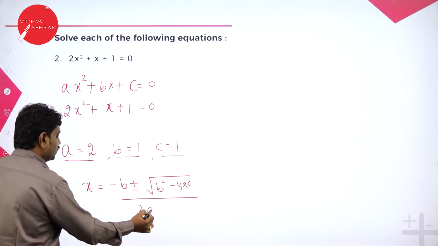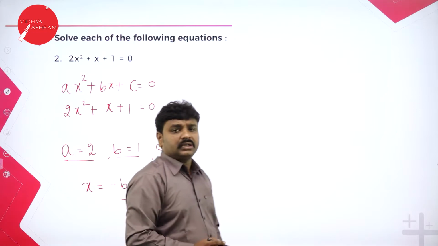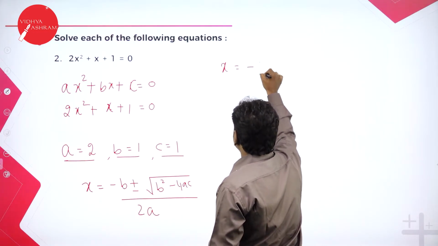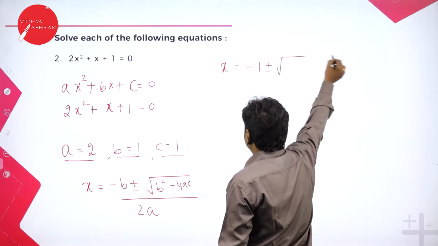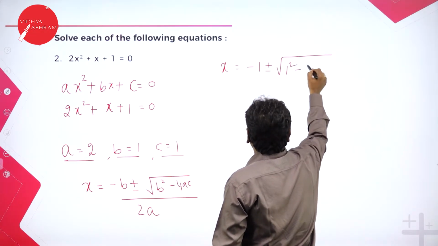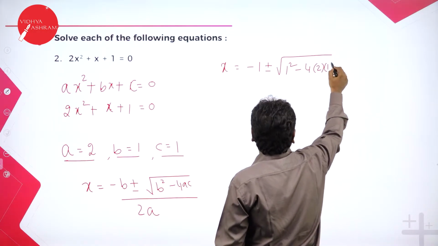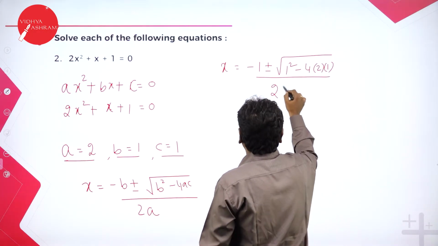Use the formula and calculate the roots. And the x value is minus b, that is minus 1, plus or minus root of b square. b square is what? 1 square minus 4ac. 4 into a into c is what? 1, divided by 2a. 2 into a is what?